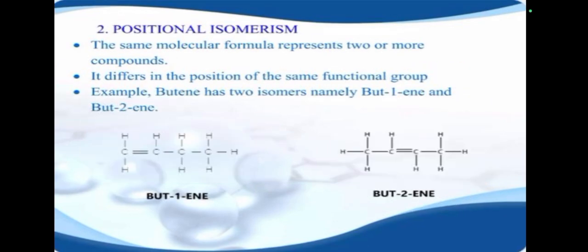Second one, positional isomerism. In positional isomerism, the same molecular formula represents two or more compounds that differ in the position of the same functional group. Example: butene has two isomers, namely but-1-ene and but-2-ene. This change of position is called positional isomerism.